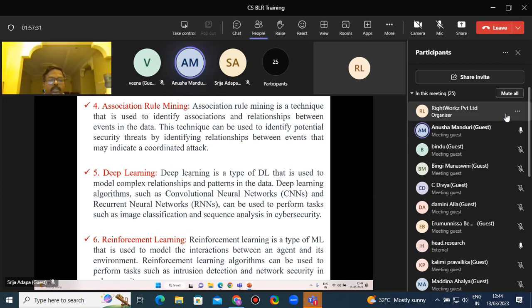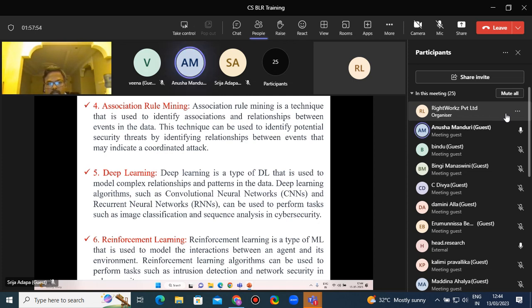Fourth one is association rule mining. Association rule mining is a technique that is used to identify associations and relations between events in the data. This technique can be used to identify potential security threats by identifying relationships between events that may indicate a coordinated attack.